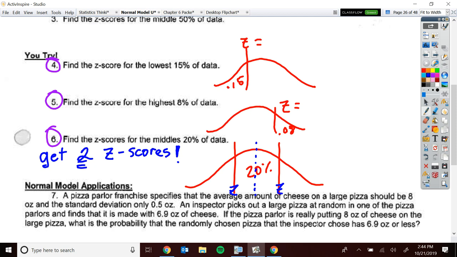So here's a little hint for you on number six. Your middle 20%, you will have a z-score on each side.